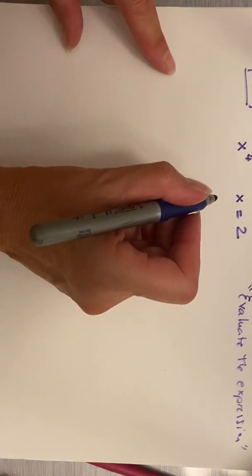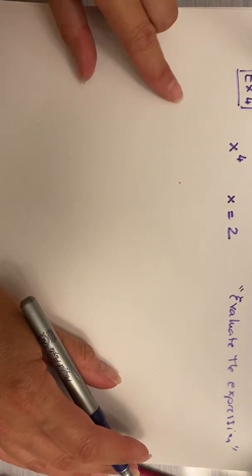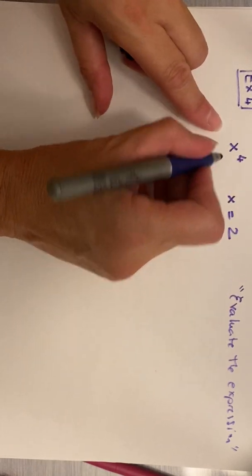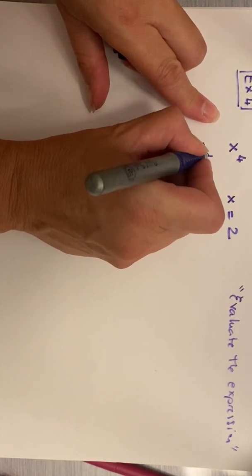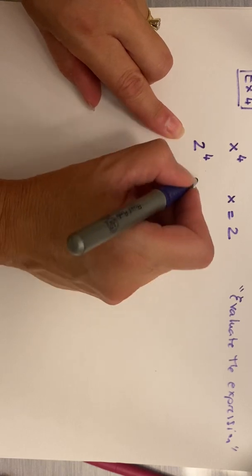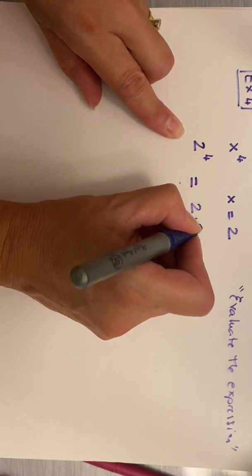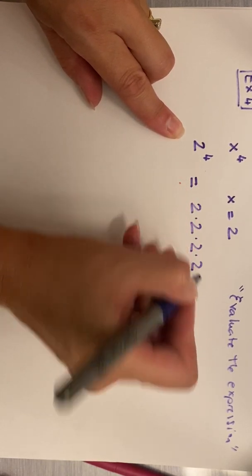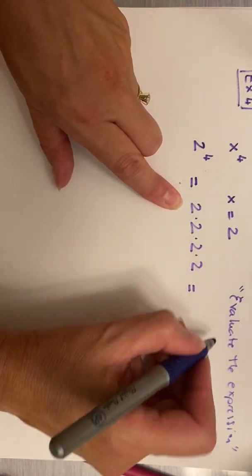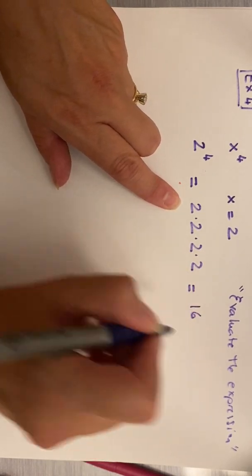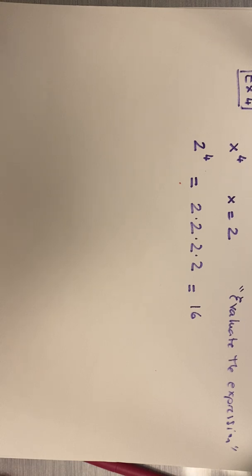Okay, so what do you do to evaluate that expression? Well, you're going to substitute 2 in for x. So 2 to the 4th, that's your first step, which means 2 times 2 times 2 times 2, which is going to be 16. So you fully evaluated that expression.